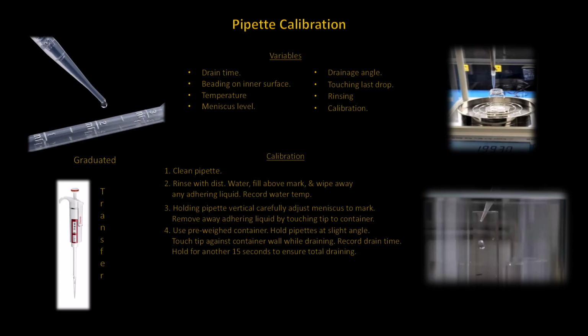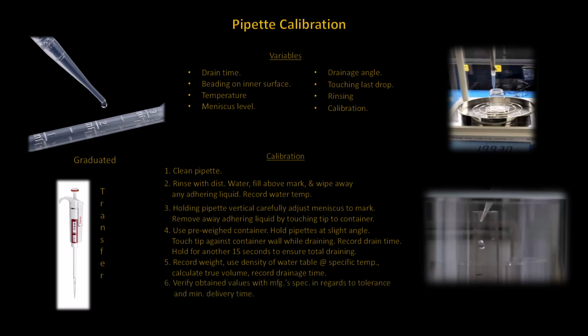To ensure total draining, the pipette is held for another 15 seconds. This ensures that the pipette has been completely drained. The weight of the drained liquid is recorded, along with the draining time, less the 15-second wait time. Using the density of the water table, at the recorded temperature, calculate the true volume as previously shown. Verify the obtained values with the manufacturer's specification in regards to tolerance and minimum delivery time. This procedure is repeated at least 3 times, and the average, that is, the mean results, are used as the calibrated value.